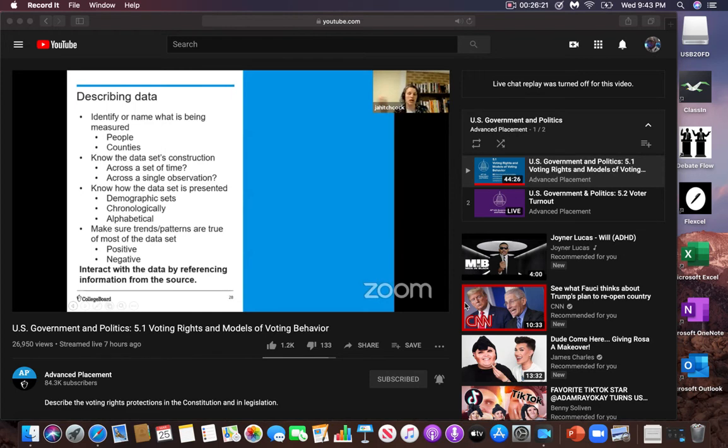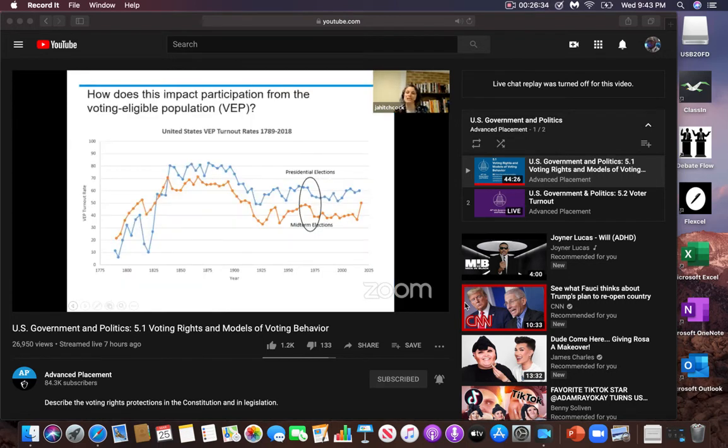Fantastic. It could also be counties. It could be laws. It could be court cases. It could be so many things. But make sure you know what's being measured. The next thing you want to know is, what is the data set's construction? Really important. Is it across a period of time, or is it taking a slice of life and then filtering out or creating classifications of different data sets? This is looking at all voting eligible population from 1789 to 2018. So this is a time series, right?